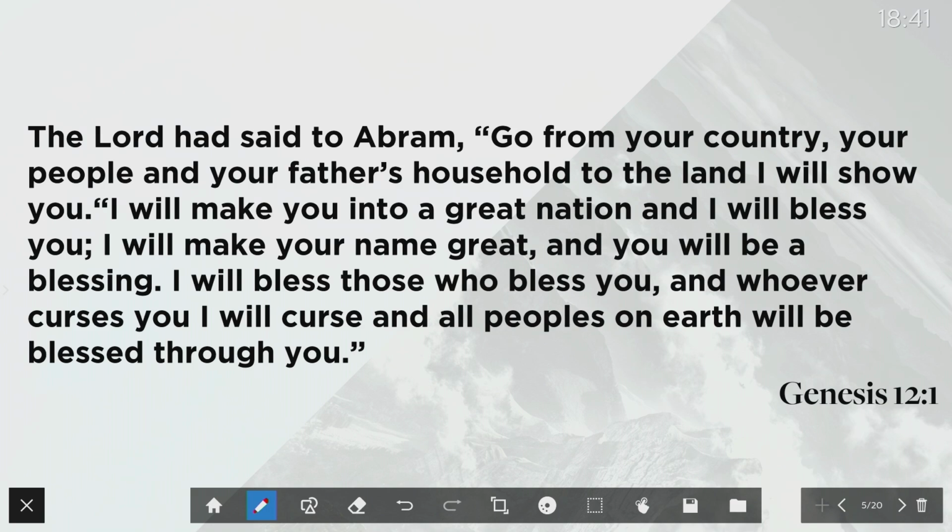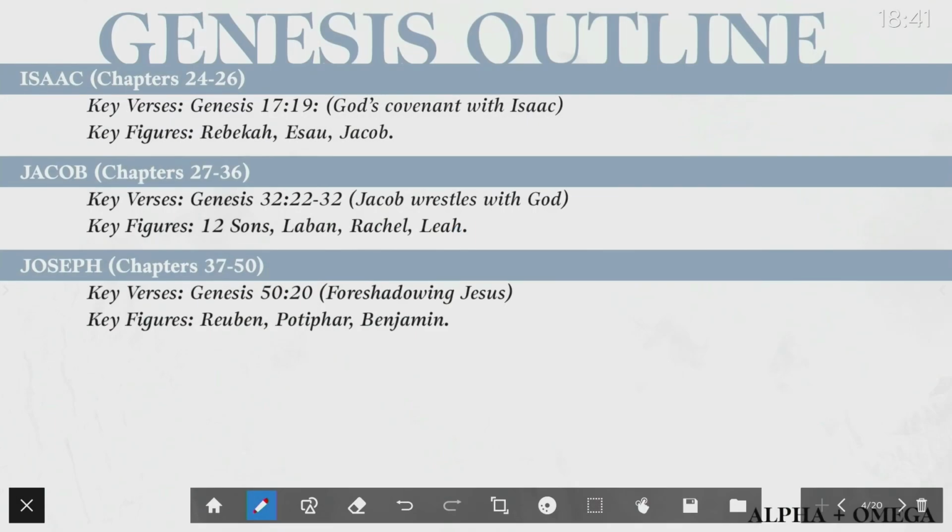And he says, I'm going to bless those who bless you, and whoever curses you, I will curse, and all peoples on earth will be blessed through you. And so somehow what he's going to do through Abraham, and then eventually his family that becomes a nation, is going to bless the entire world. And so that's kind of the big picture of what he promises to Abraham.